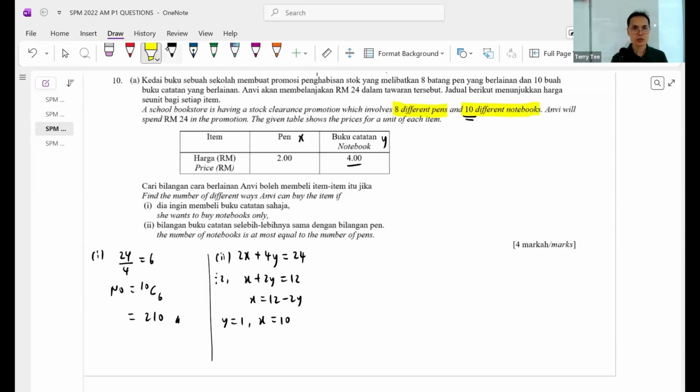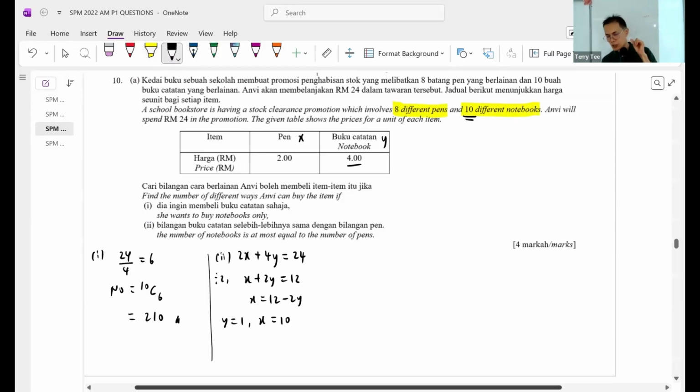How many notebooks do you have? 10. But I start with the smaller number of notebooks Y, because the question says the number of notebooks is at most equal to the number of pens. So we know notebooks are fewer. You don't want to start with a big number of notebooks. We start with the smallest, which is 1, right? But can this work? Cannot. Why? Your X must be less than or equal to 8. So then we continue with Y equals 2.